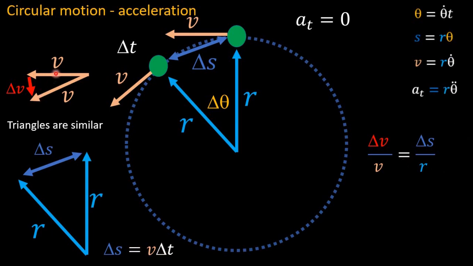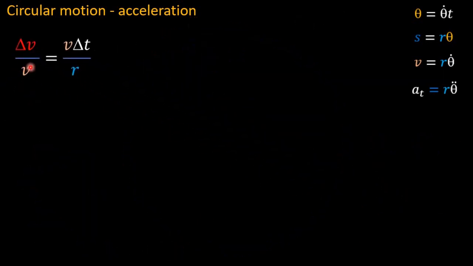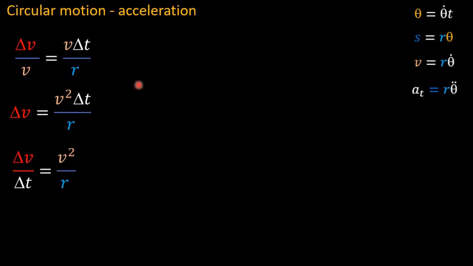So delta v over v is going to equal delta s over r. And if I substitute delta s into here, I'm going to get this because delta s was equal to v times delta t. So if I carry on, and then if I multiply both sides by v, I'm going to get this. So delta v equals v squared times delta t divided by r. And then if I divide both sides by delta t, I can then get this equation here. So this is the average acceleration. This acceleration only occurs because of the change in direction of the velocity vector.